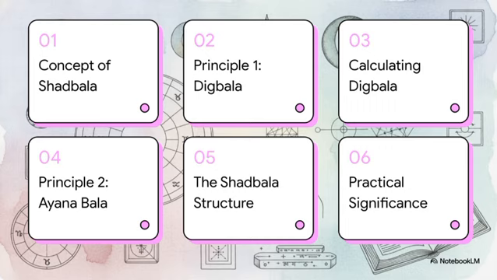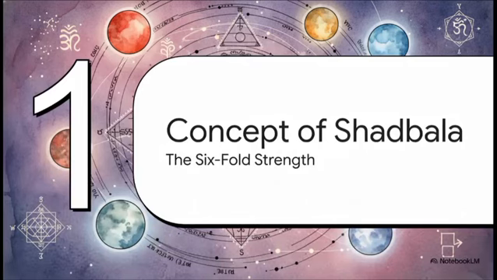Here's our roadmap for this session. First, the core concept of Shadbala. Then, Principle 1, directional strength. Next, we'll look at calculating that Digbala. After that, Principle 2, declination strength. Then we'll check out the complete Shadbala structure and finally wrap up with its practical significance. Let's get to it. Part 1, the concept of Shadbala, or the sixfold strength.